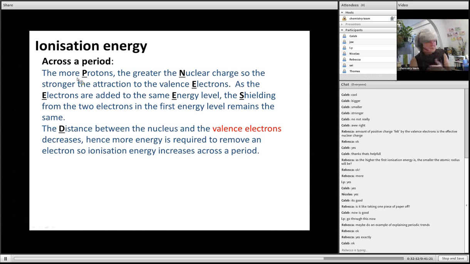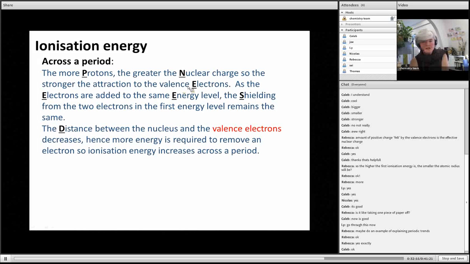As you go across a period, you have more protons in each element. So you have a bigger nuclear charge, so a stronger attraction between the nucleus and the valence electrons. Because of this stronger attraction, it's going to be harder to remove a valence electron because it's held more tightly. And then you talk about the electrons being added to the same energy level, so you've got the same shielding, and the distance effectively remains the same. I mean, it decreases slightly, but not very much. It's not like going down the group where there's a big jump to another energy level.